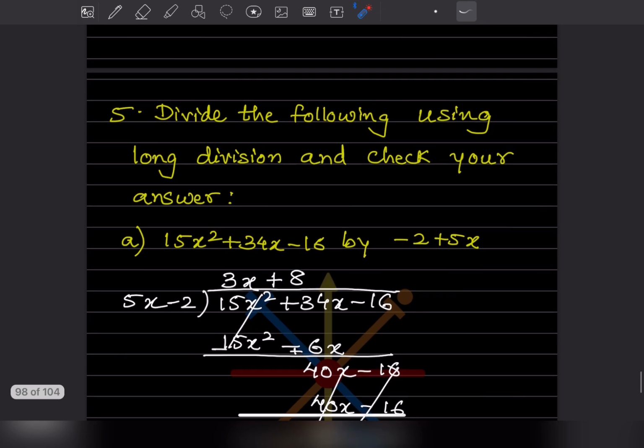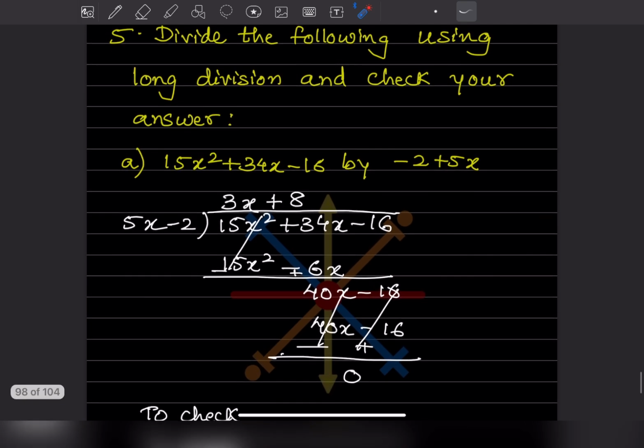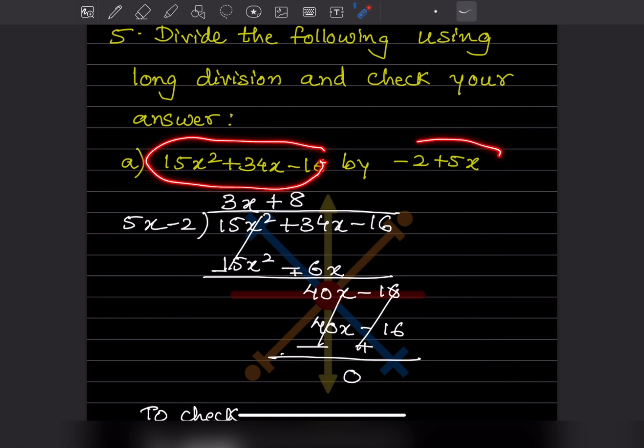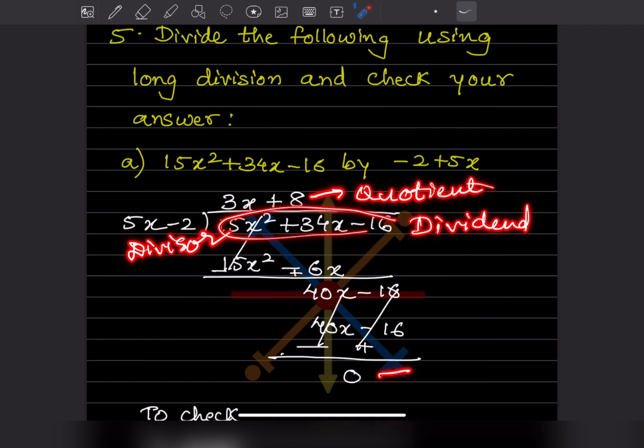Now here they said divide the following using long division. So important, you have to divide by long division and not by any other method, and check your answer. Now see here, this is the expression, you have to divide by this one. This can also be written as 5x minus 2. Now see here, this is the dividend. This is the divisor. This is the quotient. And this is the remainder.